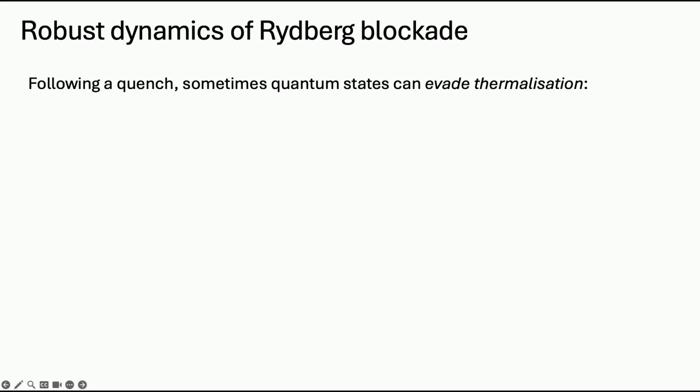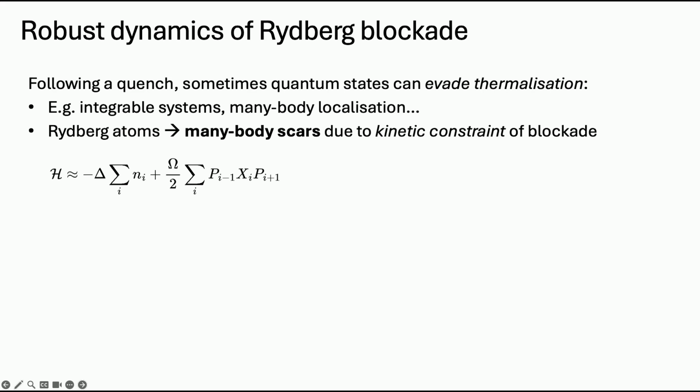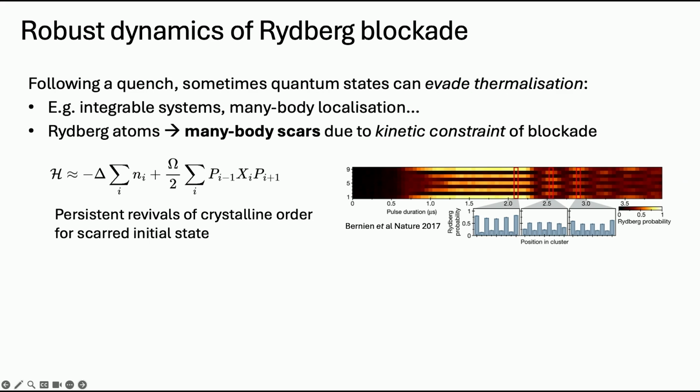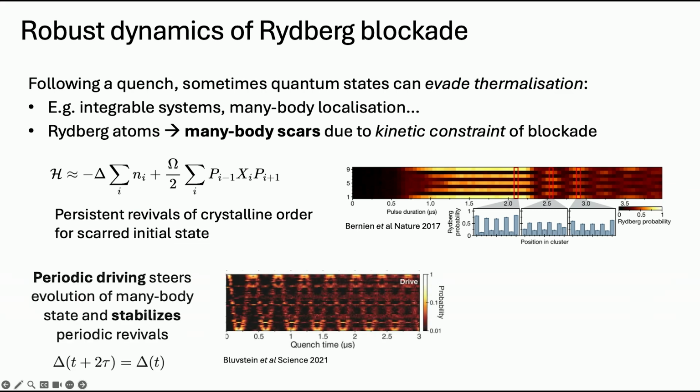So, what's special about Rydberg blockade? Typically, if you do a quench, you would think your state thermalizes. We know quite a few examples where that doesn't happen, such as integrable systems or with many-body localization. In Rydberg atoms in particular, as Soon-Won also mentioned yesterday, you have the phenomenon of many-body scars. Because of the kinetic constraint of blockade, you get non-thermalizing dynamics, and here, as shown in 2017 for the first time, you get persistent revivals of crystalline order after a quench. Further, in 2021, it was shown that you can stabilize these scarred trajectories using periodic driving. This is an example of robust dynamics within this constrained space.